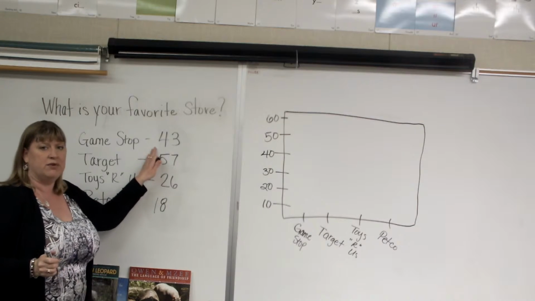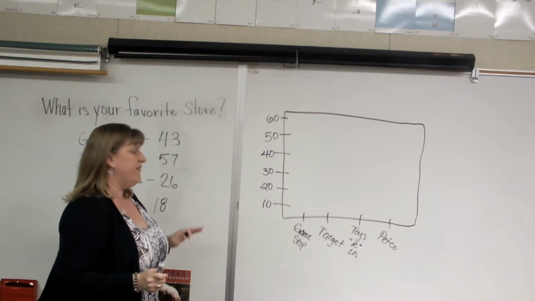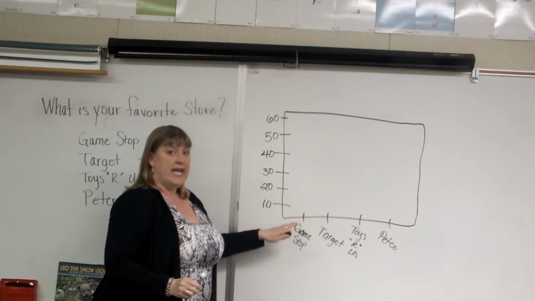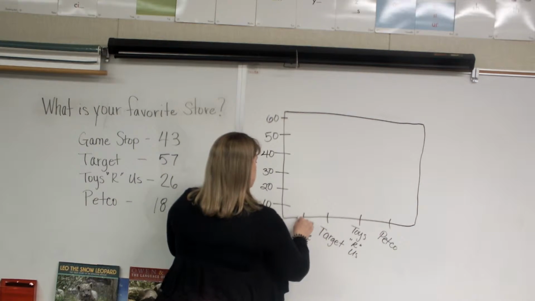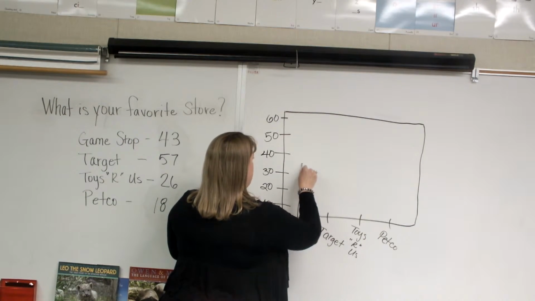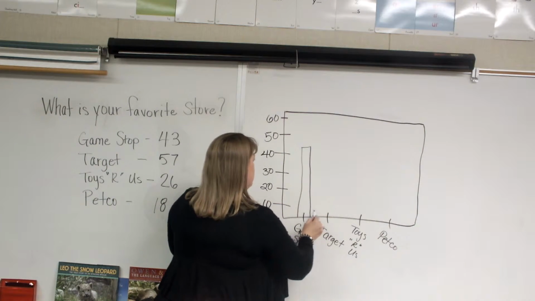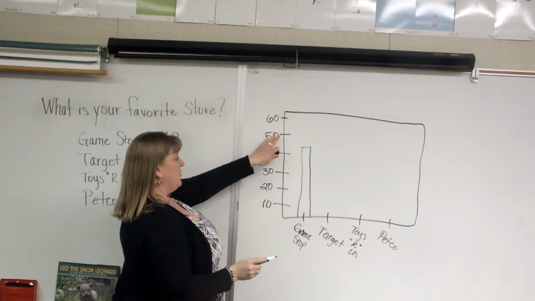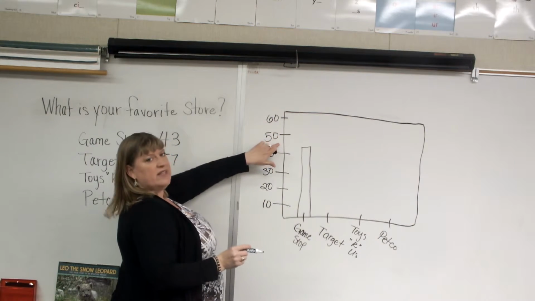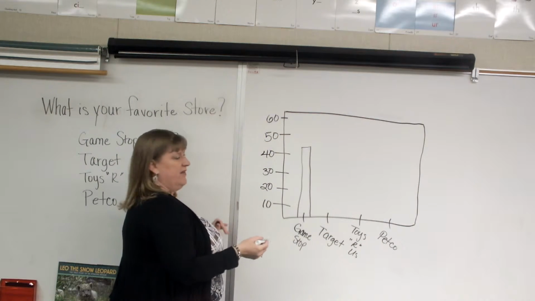So now to make a bar graph, we're going to look at GameStop. GameStop has 43 students that's their favorite store. So let's go to GameStop on our graph, and we're going to draw a bar all the way up to 43. And I would say 43 would fall right about here. Here's 40, here's 50, not quite at the 45, between 40 and 45.